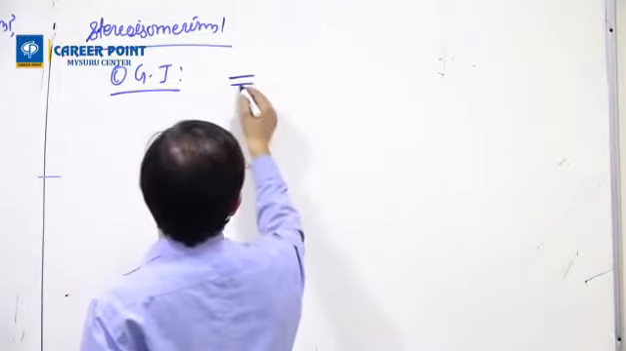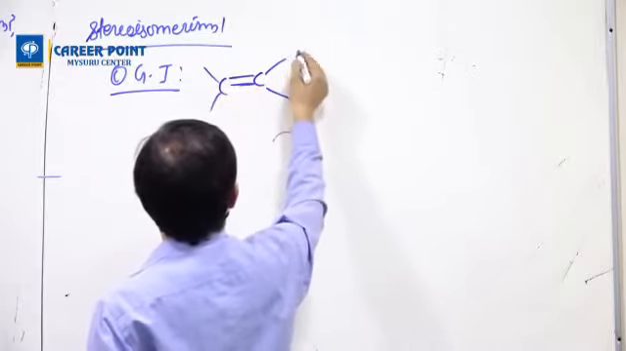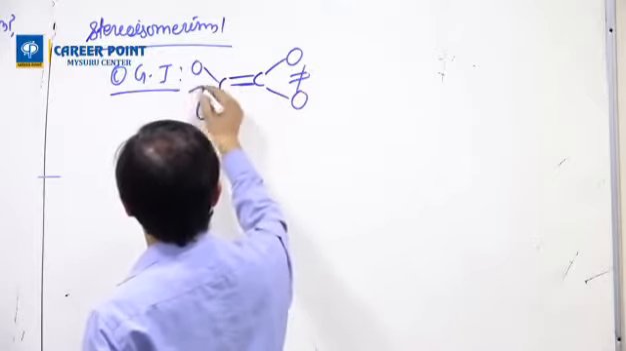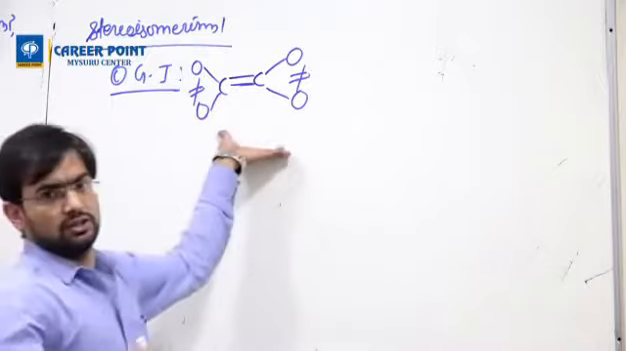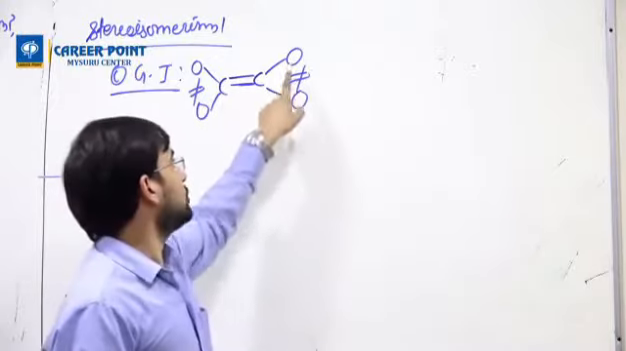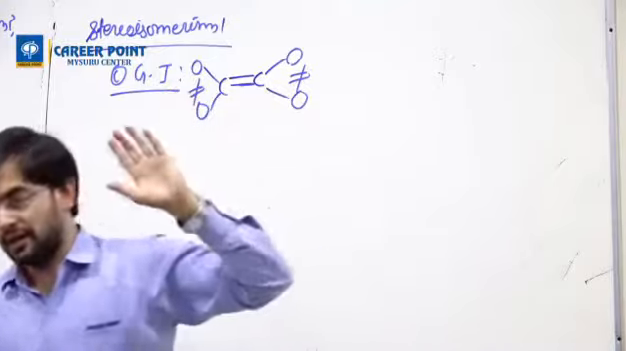It should have one double bond, and whatever is here, that group should be different. That is the trick. If you remember this trick, you can solve any problem. On a double bond, this group and that group must be different.